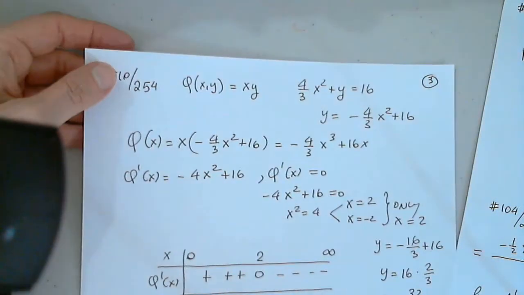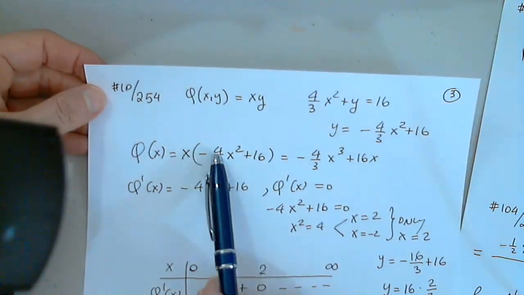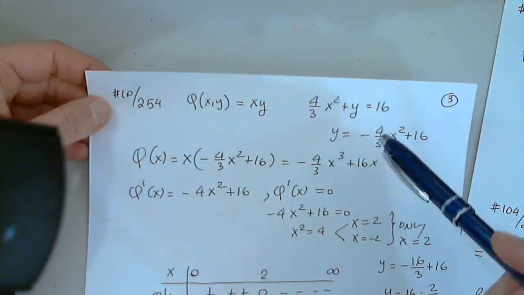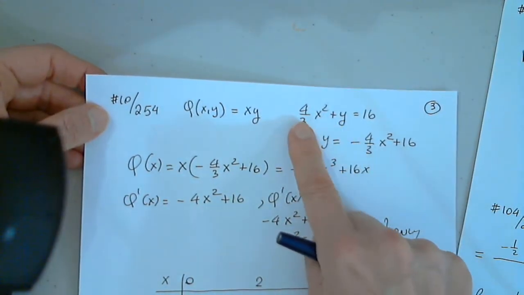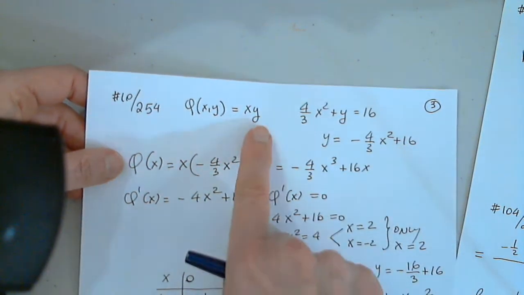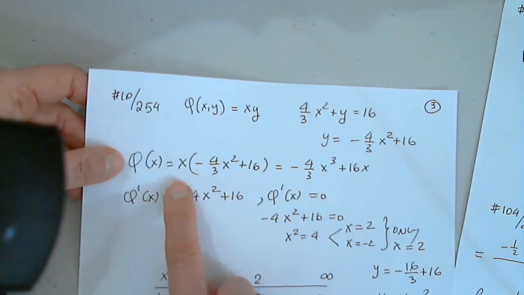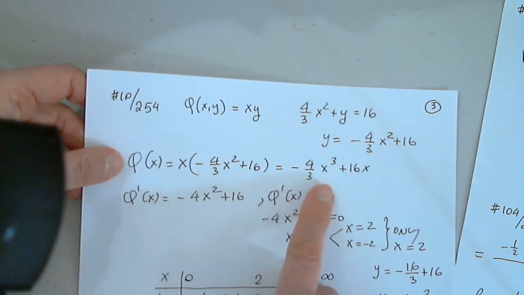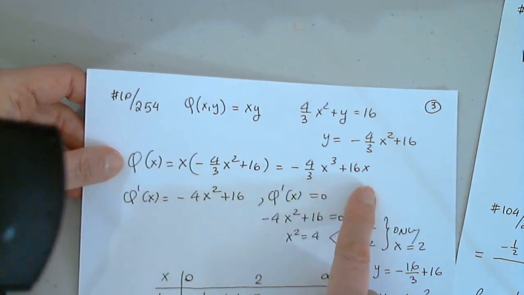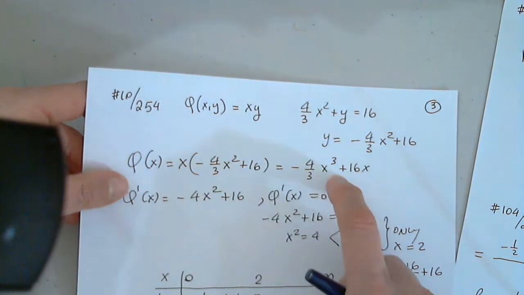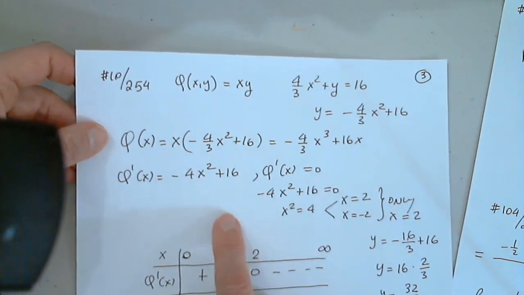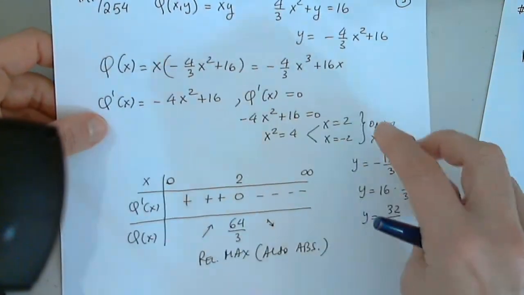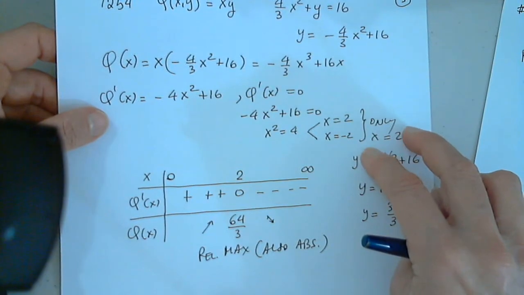Final question here. Find the maximum of some function with two variables, but we were given a relationship. I solved the relationship for y. I moved this term to the other side. I plugged it in and distributed it. x times negative 4/3 x cubed now and positive 16x. When I differentiate this, I bring 3 in front, so it's negative 4x squared plus 16. I set it equal to 0. I get positive and negative 2.